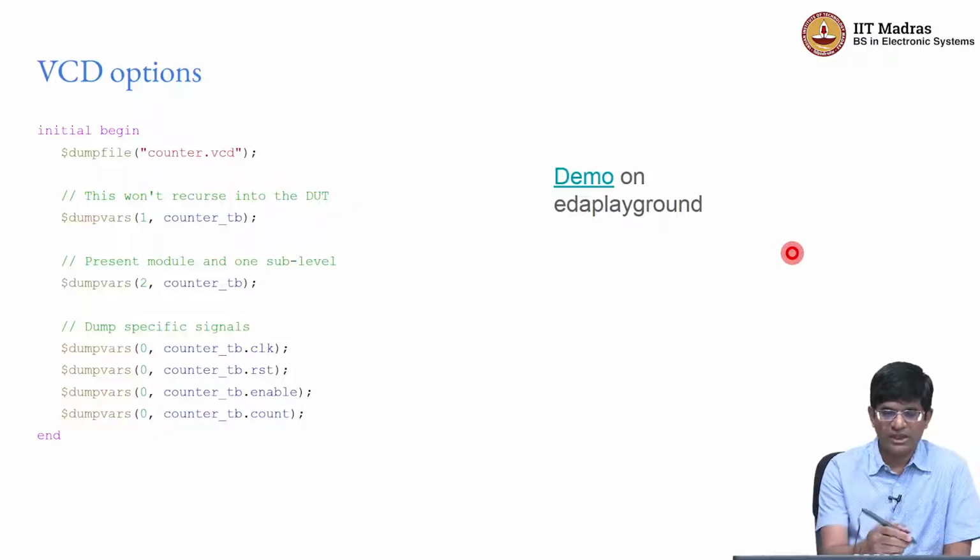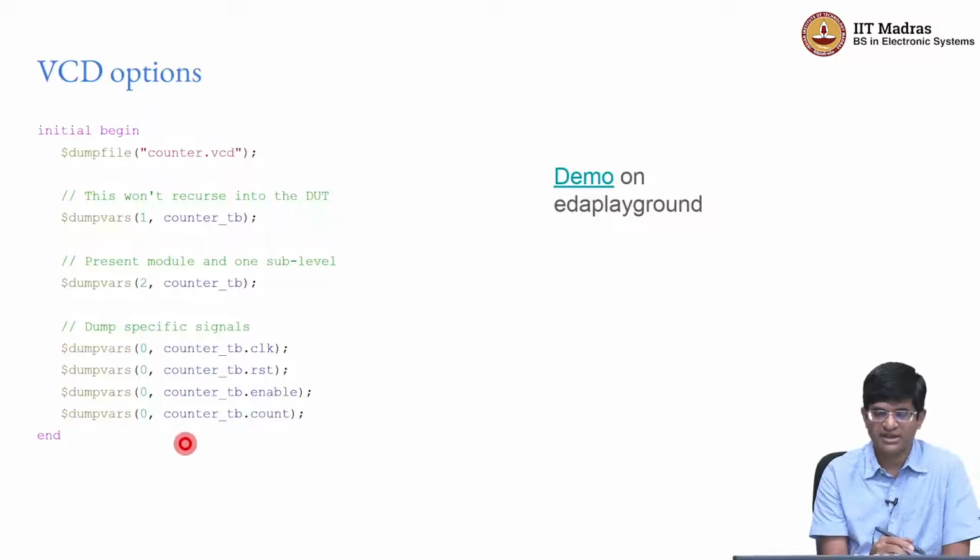An example of what we can do with VCDs is, say I have a counter and I want to dump out everything in the test bench, but not go inside the DUT and dump all the values there. Or I could say dump the values in the test bench and one level of DUTs inside, but if the DUT in turn has internal modules, don't go in and dump their values. You could also choose to dump very specific signals like the clock, the reset or the enable, and so on. There are many different ways in which we can do this.